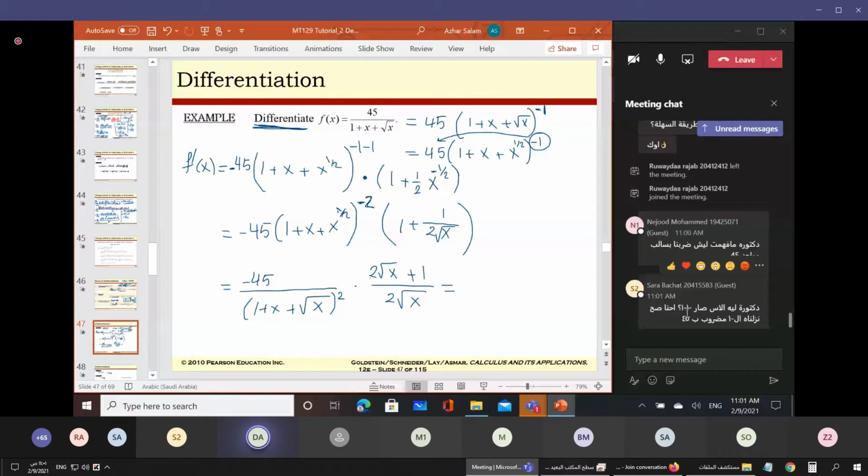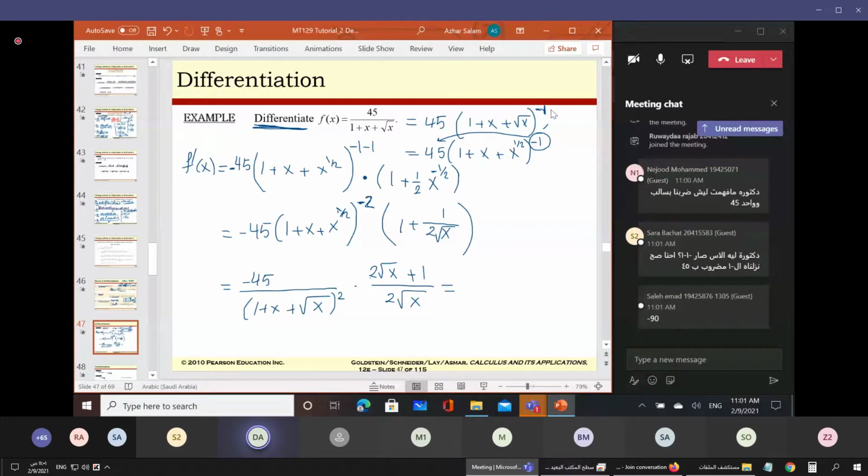This is the power rule. Why did it become minus 1 from here? I want to differentiate this. I take this down and subtract 1 from the power. Minus 1. So the result will be minus 2.